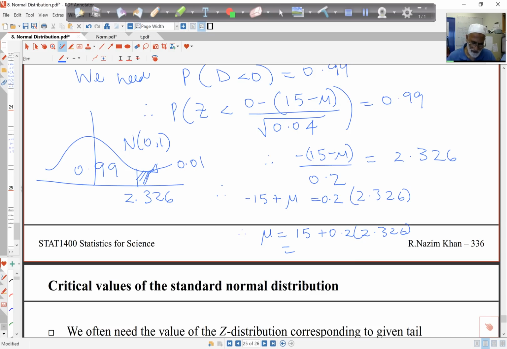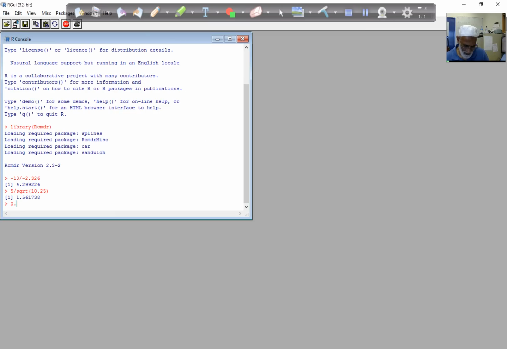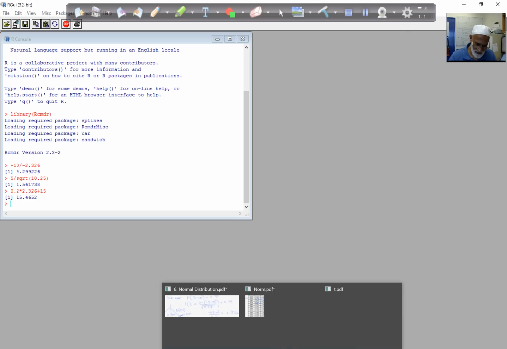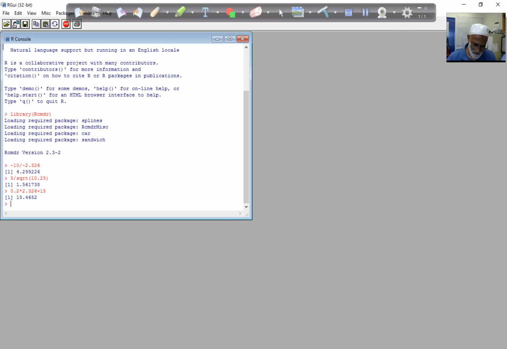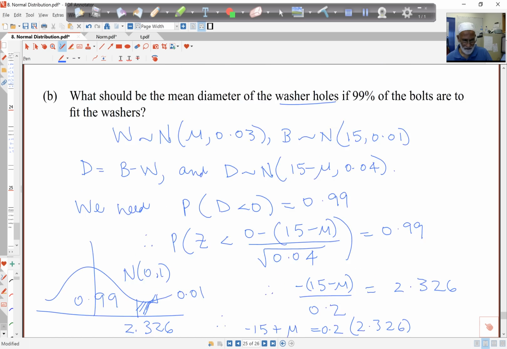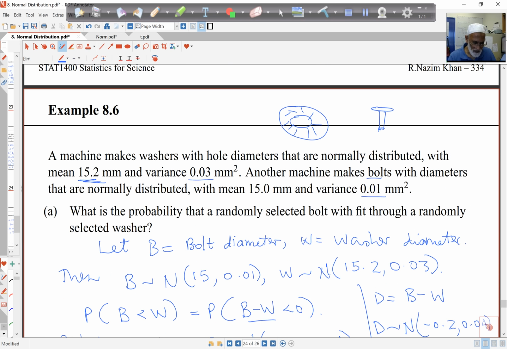and again I can use R for this. 0.2 times 2.326 plus 15, and I get 15.4652. So I've changed the mean of the washers from 15.2 to 15.4.